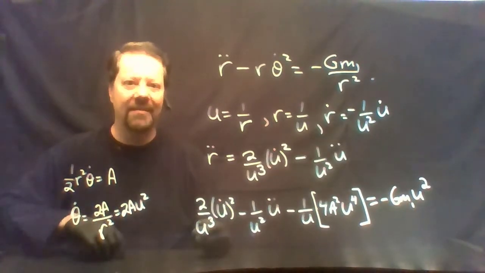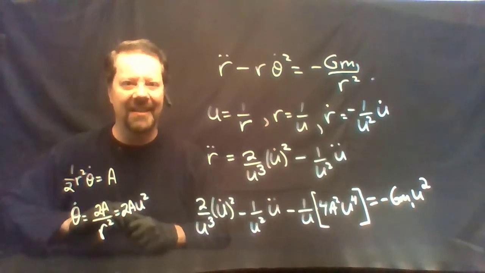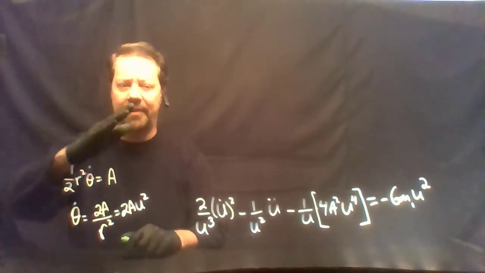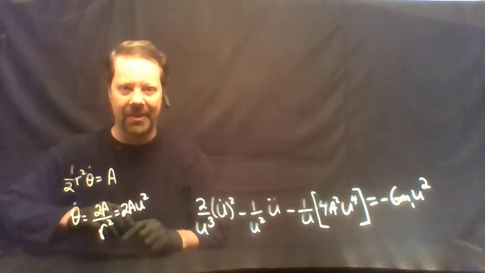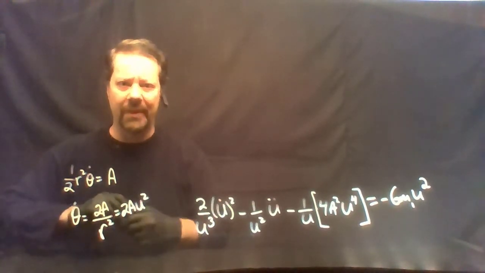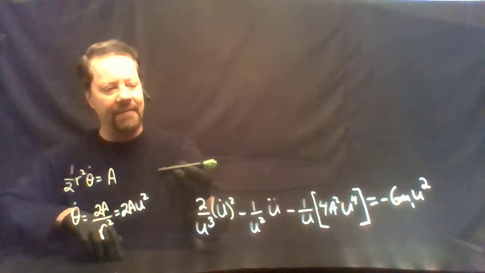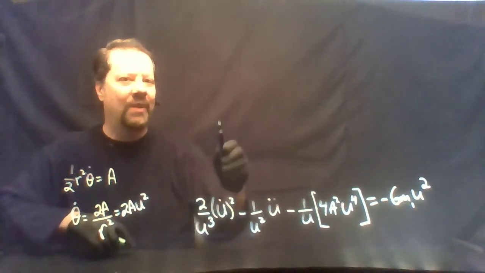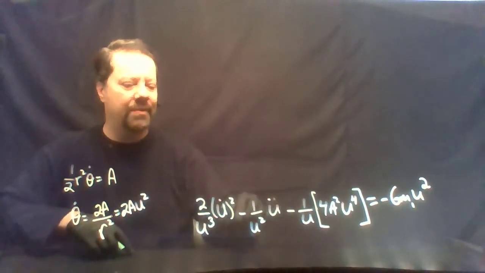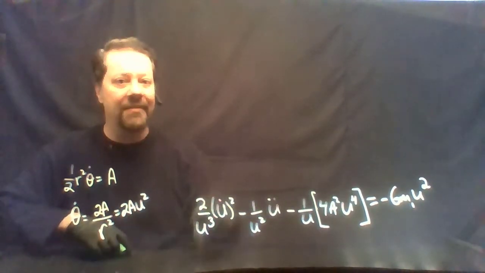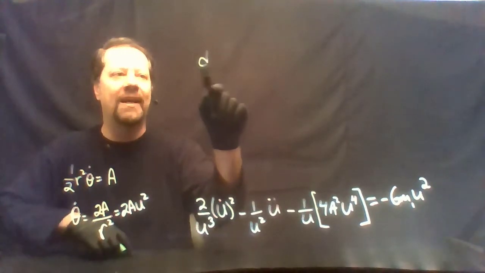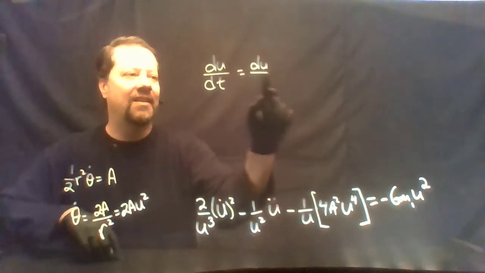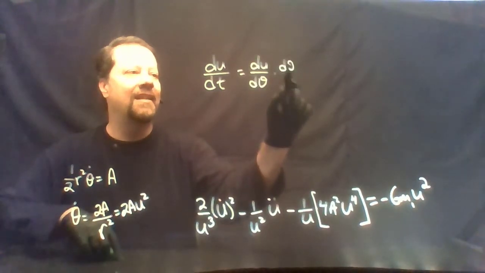It's at this point there's a second maneuver that needs to be made. It stands to reason that theta changes with time, or time changes with theta. There's a direct correlation between them. As time goes by, the theta will increase in the orbit. We can try to change all of these derivatives with respect to time into derivatives with respect to theta in the following way. du/dt is du/d theta times d theta/dt.